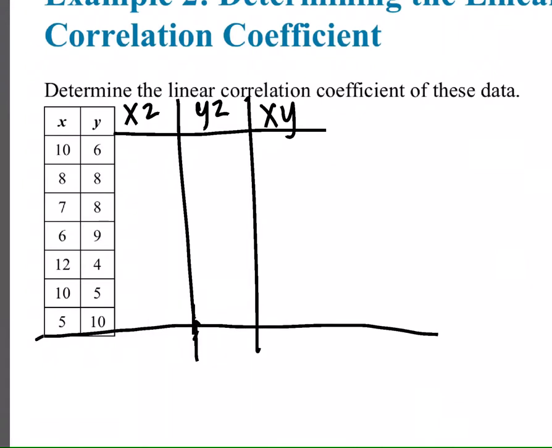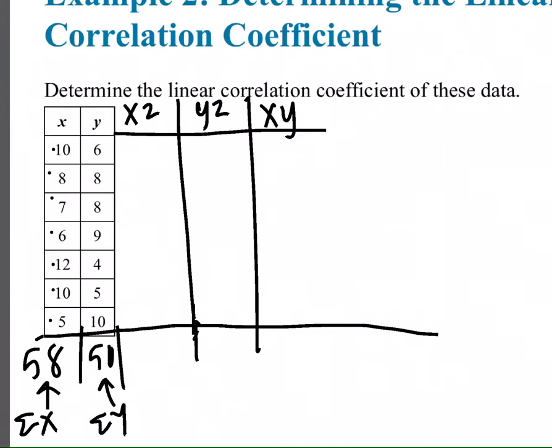And remember, the sum means I'm going to add them all up. So 10 plus 8 plus 7, 6, 12, 10, 5. The sum of those, AKA the sum of X, is 58. If I add up all my Y's, I will get 50. That represents the sum of my Y.